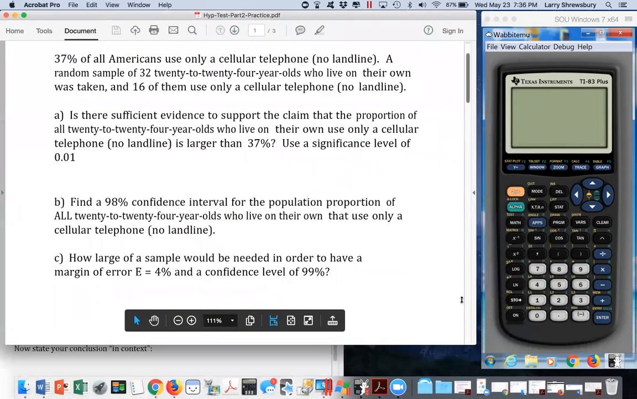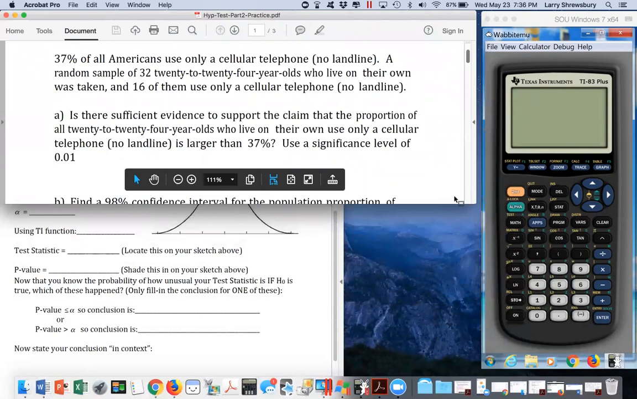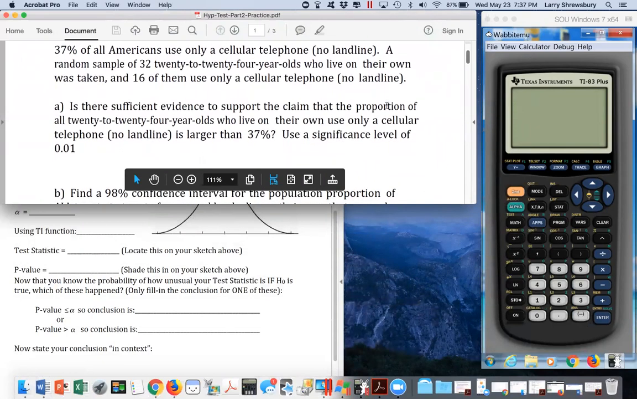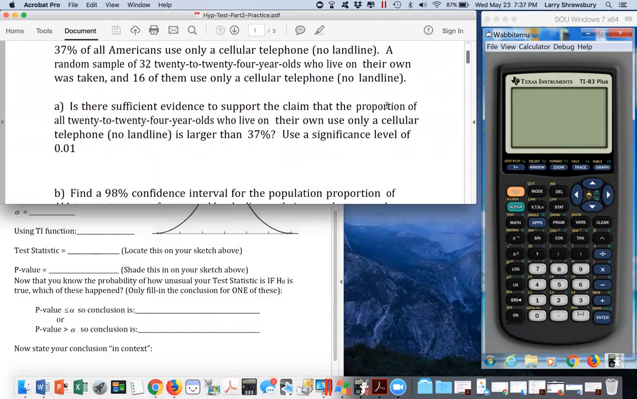Okay, let me resize this, as we only need to look at one thing at a time. So what we've got going on here: they're telling us 37% of all Americans use only a cellular telephone, no landline. A random sample of 32 20 to 24-year-olds who live on their own was taken, and 16 of them use only a cellular telephone, no landline.